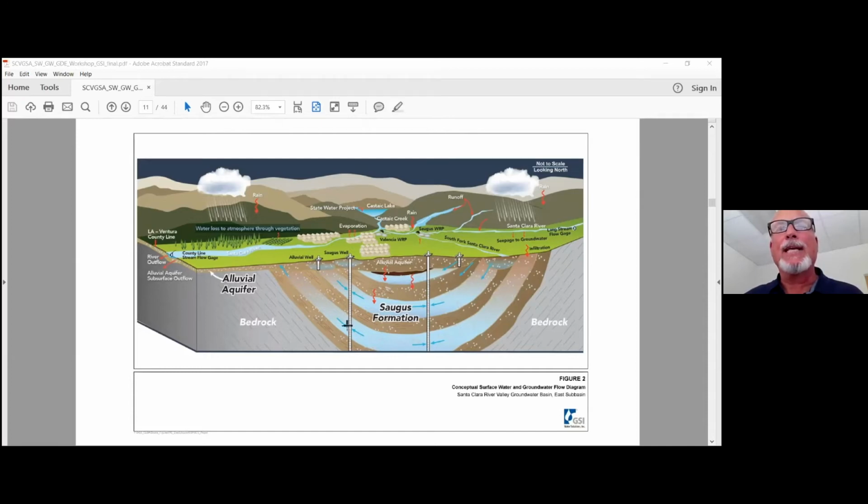The key thing that you'll see later in the presentation is that we have recharge coming into the Saugus Formation on the east end, but the Saugus Formation flow upwells or discharges into the alluvial aquifer on the very west end. And that's a very important feature when it comes to gaining and losing reaches in the river and support for the groundwater dependent ecosystems. You can see here, this is another feature, this bedrock, this low permeability layer that the alluvial aquifer is kind of sitting perched on top of.